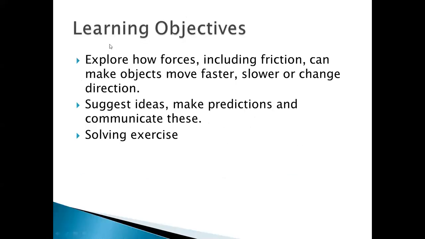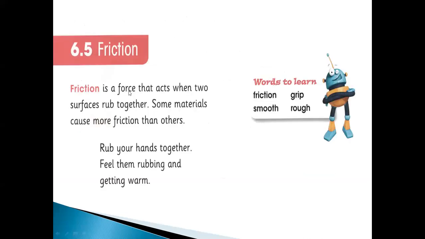This is the summary video for today's lesson, Science, Unit 6, Forces and Movement, Lesson 6.5, Friction, Learner Book pages 66 and 67, and your homework for today is page 37 from the Activity Book. Let us start. First of all, the learning objective: explore how forces, including friction, can make objects move faster, slower, or change direction. And also we solve the exercise.